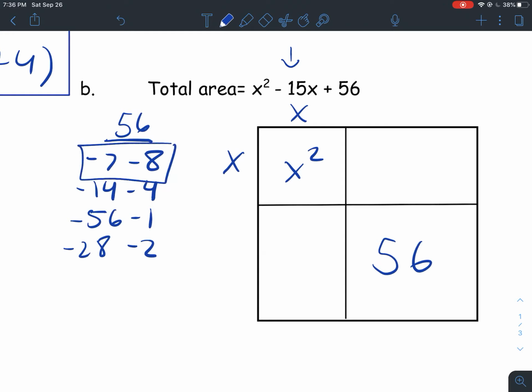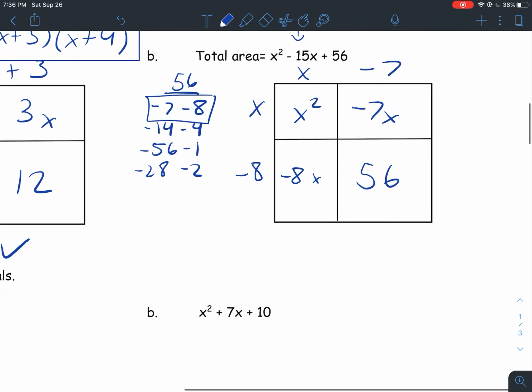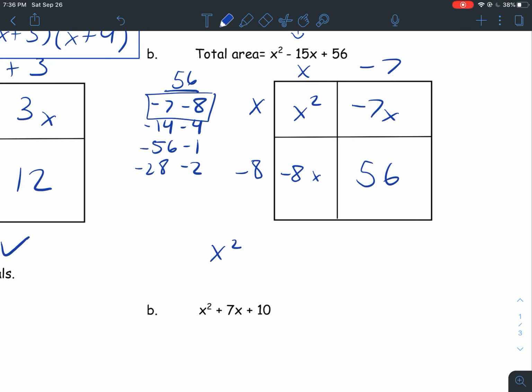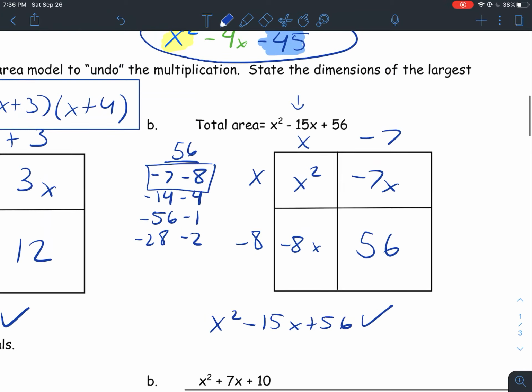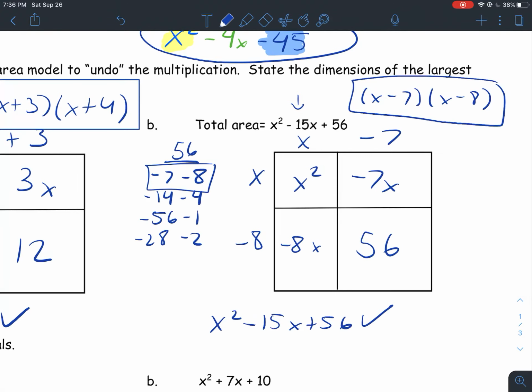And this negative 7 and negative 8 look pretty promising. So let's try it. We'll do negative 7, negative 8. I'd end up with a negative 8x and negative 7x. I'm going to combine my like terms, and I end up with what I started with, which tells me that I did it correctly. Remember how we can go back and multiply those binomials to check our factoring? So that checks out. So we would end up with x minus 7, x minus 8. That would be our answer there.